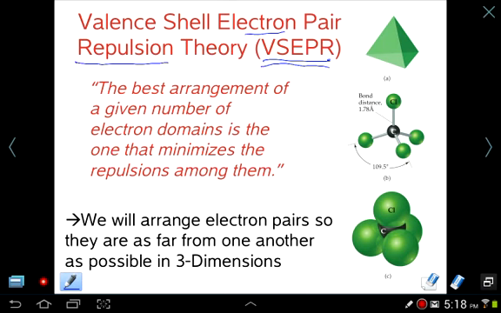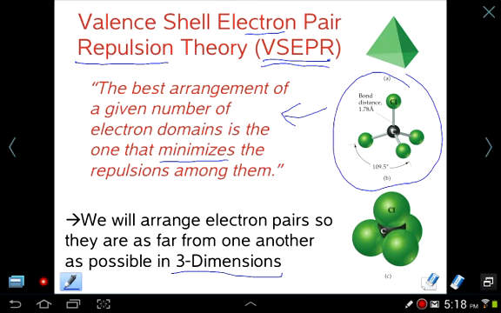And a statement that we'll make here about this theory is that the best arrangement of a given number of electron domains is the one that minimizes the repulsions among them, which means the electrons will spread out as far as possible in 3 dimensions. So a very famous molecule, probably one of the most famous shapes, will be this shape. As you see, we have 4 electron domains here, and these 4 electron domains are spreading themselves out as far as possible to form this shape, this tetrahedral, as we'll call it, shape.